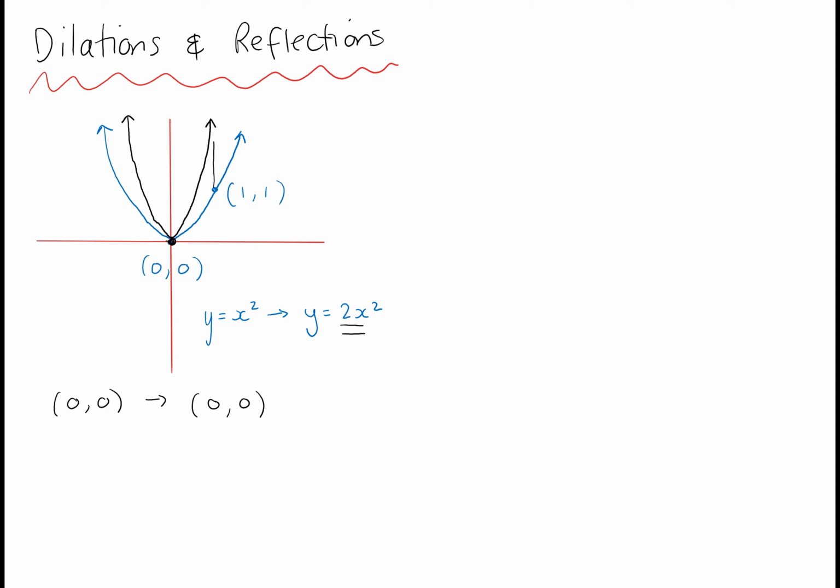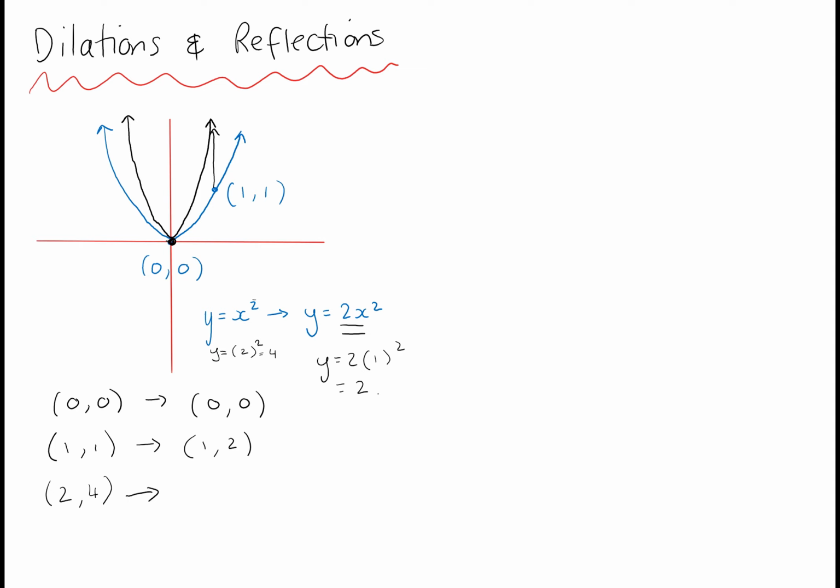But let's think, what did this point 1, 1 map onto? Well, what is the y value when x equals 1? y equals 2 times 1 squared, so that's going to be 2. So I'll see that 1, 1 mapped onto 1, 2. See if we can establish a pattern. The old position 2, if it's y equals x squared, would have been y equals 2 squared, so it would have been 4.